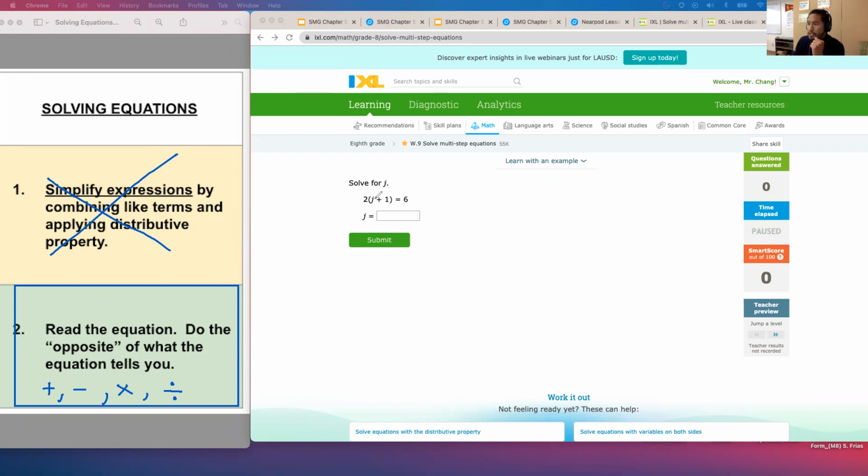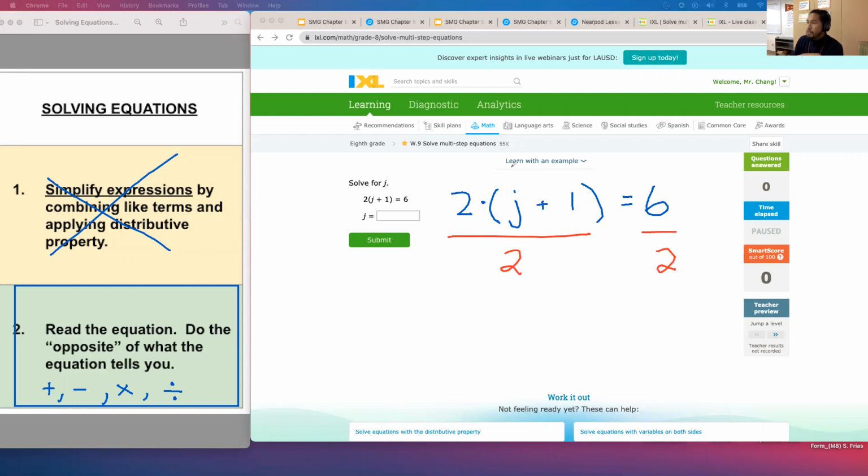So let's take a look at this equation. 2 times the quantity j plus 1 equals 6. The coefficient is 2. There's hidden multiplication. That's really 2 times j plus 1 equals 6. So the first operation I encounter is multiplication, 2 times j plus 1. So I'm going to do the opposite of multiplying by 2. My first move is to divide both sides of the equation by 2.